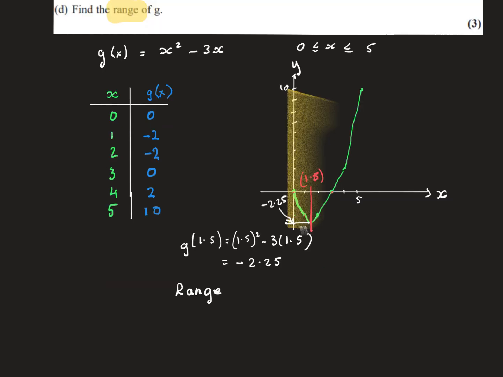So the range of g(x) is minus 2.25 is less than or equal to g(x). Now remember, it is very important that you actually put g(x) over here, because we are talking about the range. If you just put x, you'll lose marks, because we are talking about the y values, not the x values. And lastly, just the last question, which is worth 1.